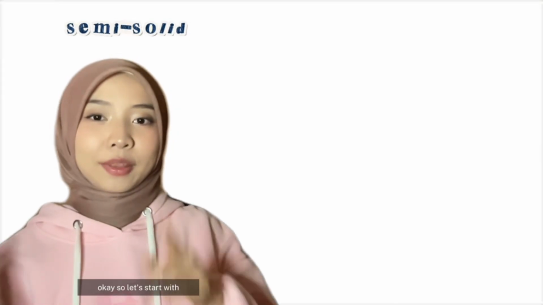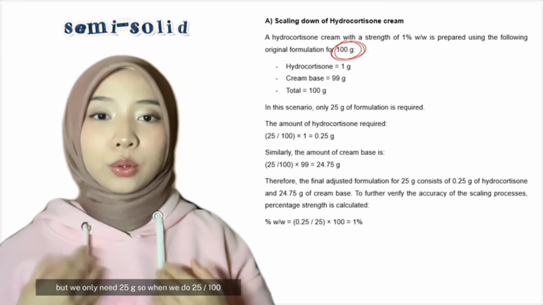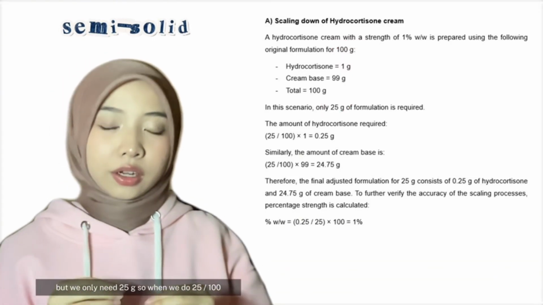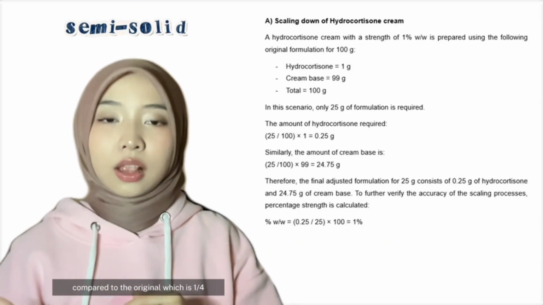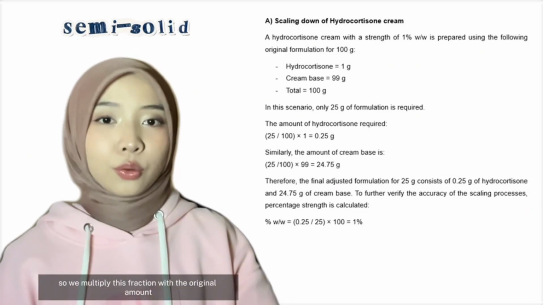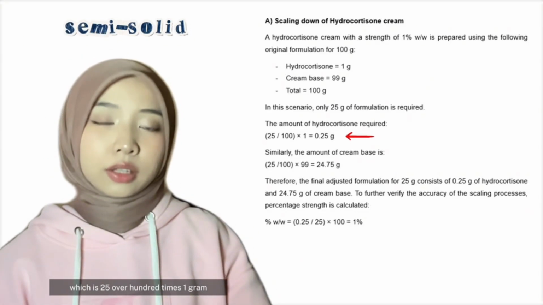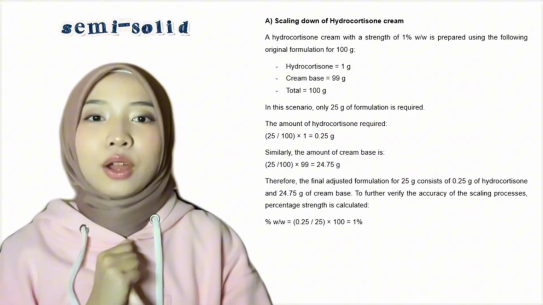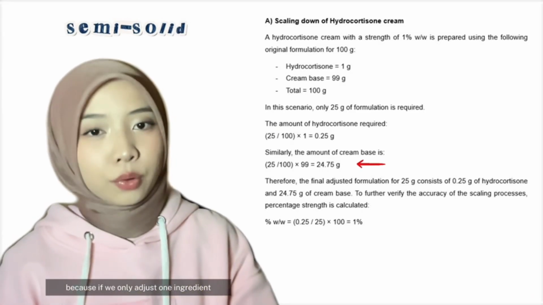Okay, so let's start with hydrocortisone cream. The original formulation is 100 gram, but we only need 25 gram. So when we do 25 divided by 100, we are actually finding the fraction of the new formulation compared to the original, which is 1/4. So we multiply this fraction with the original amount, which is 25 over 100 times 1 gram, which gives us 0.25 gram.